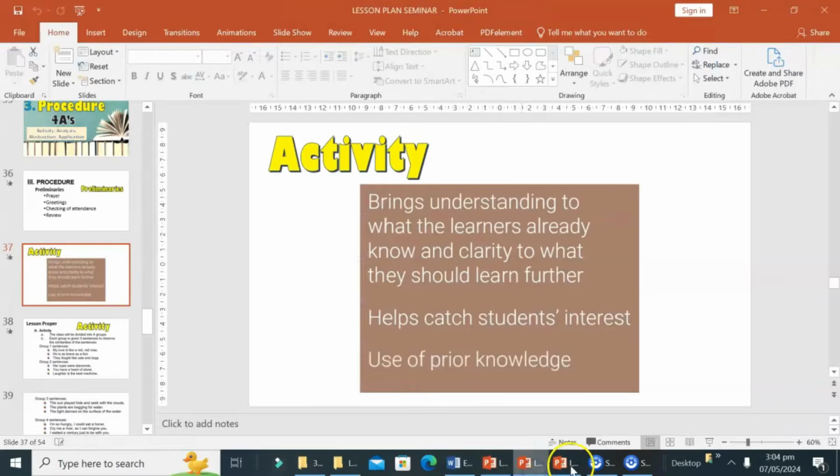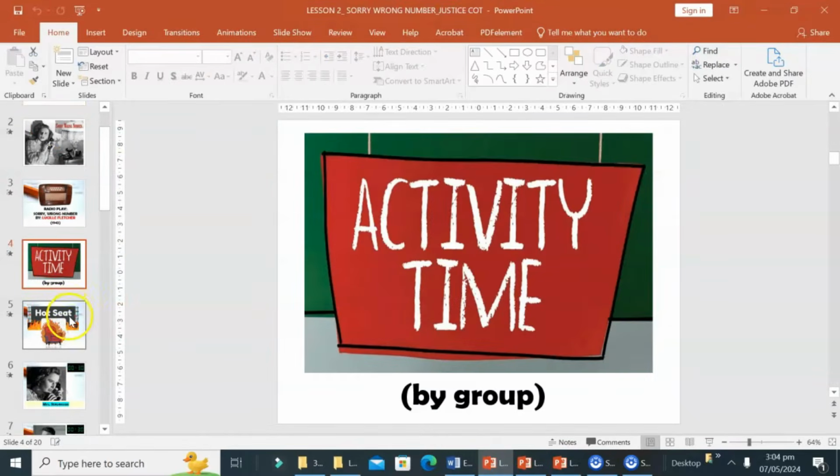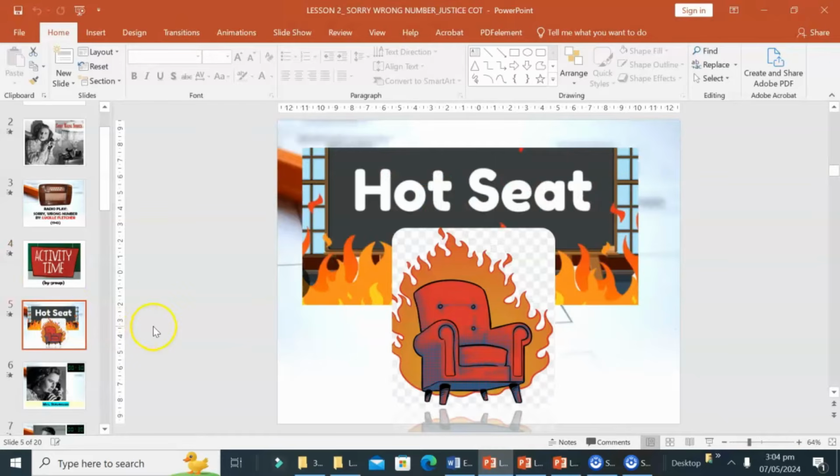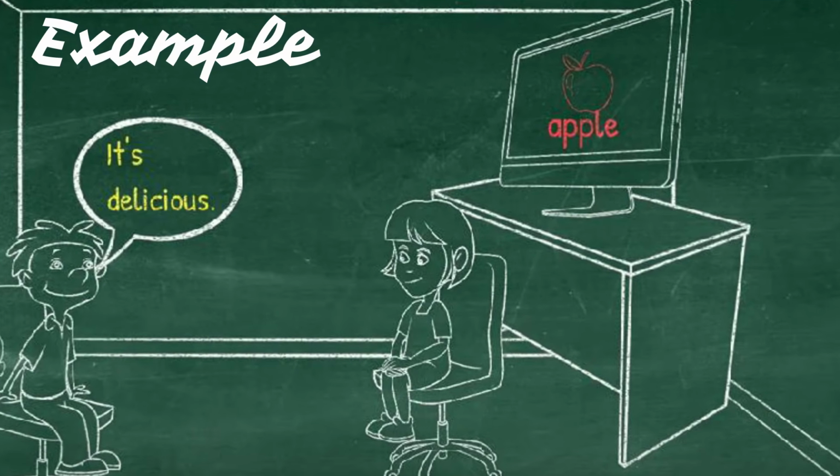So, I will be showing you my visual aid here. So, our activity time, it's by group. So, it's hot seat. I don't know if you're familiar of the hot seat. So, tatawag kayo ng dalawa in a group, and then one will be sitting in front, the other one will be the clue giver.